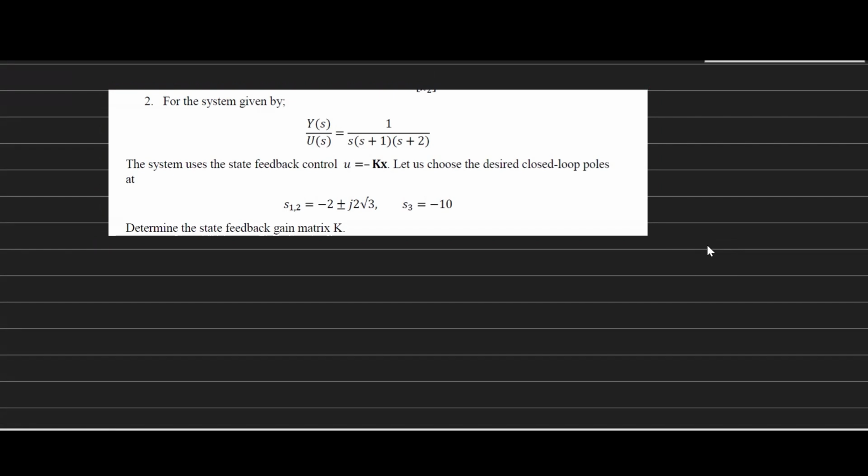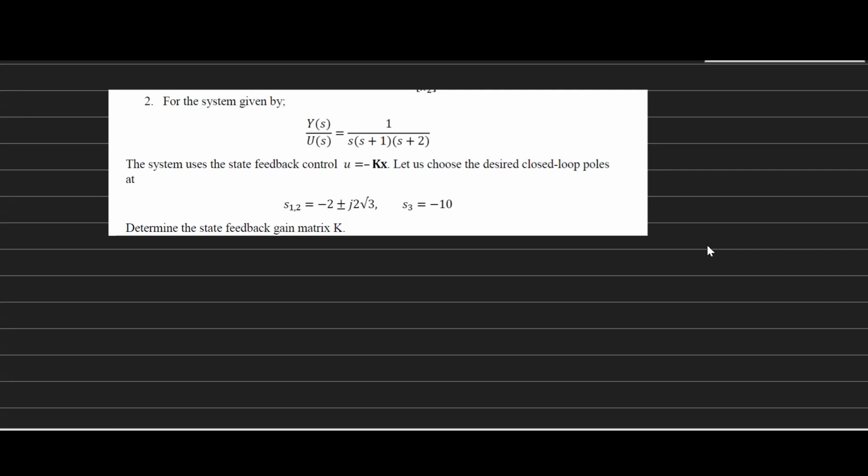So the pole placement method works in such a way that you want to place your poles at the desired location on the s plane, whichever desired location you want to place them. So we want to find the value of k that is going to place our poles at those desired locations. Which locations? s1 and s2, which are the complex poles, and also s3 should be at negative 10.